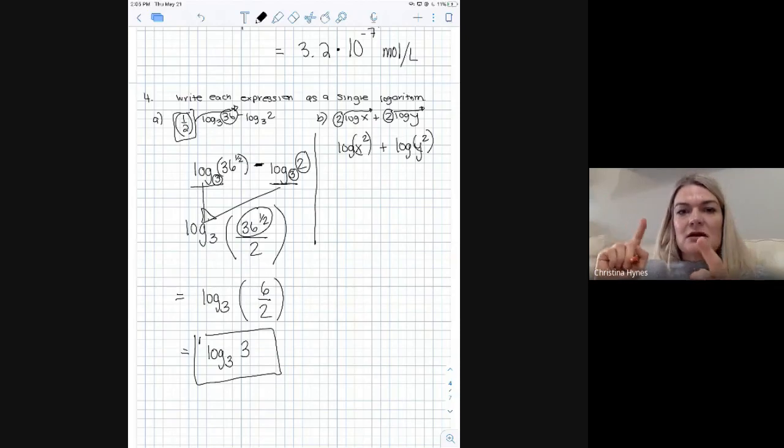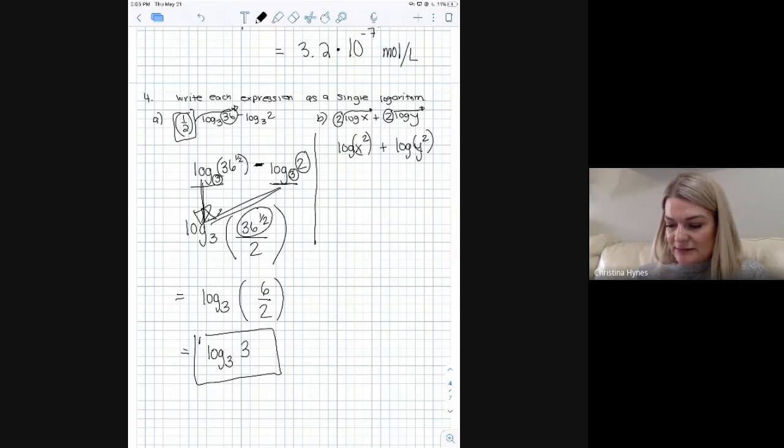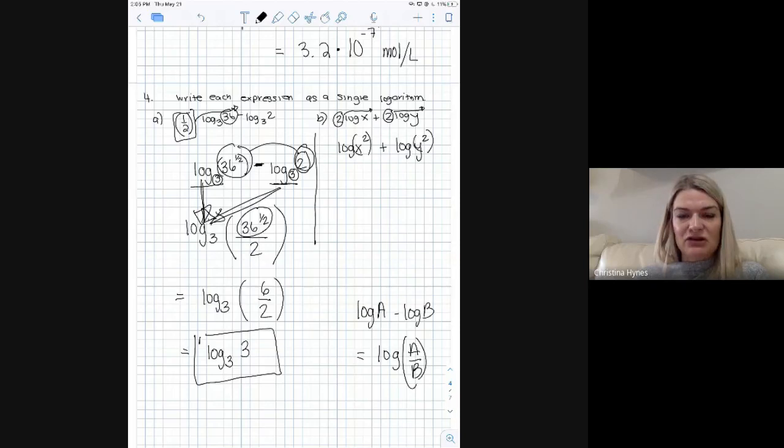So if there's a number in front, bring it to the power. If you see subtraction, write a single logarithm that represents the two. So one logarithm represents these two guys, and then you're just taking this number and dividing them by that number. Okay, so log of A minus log of B becomes log of A over B. That's kind of like what it looks like with letters. This comes from your formula sheet. This is directly on your formula sheet.